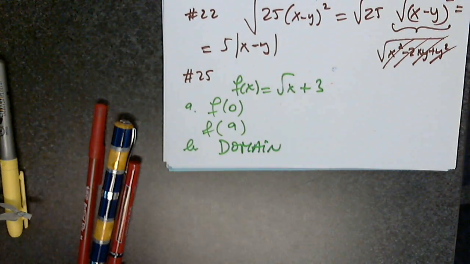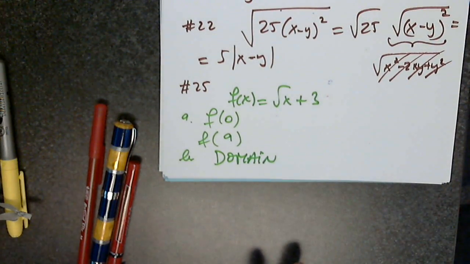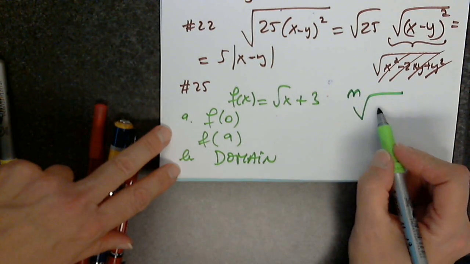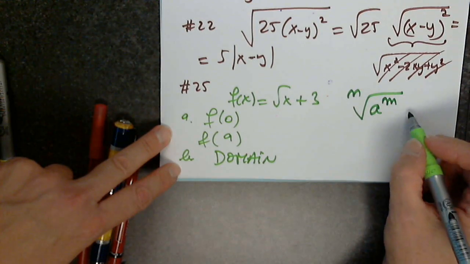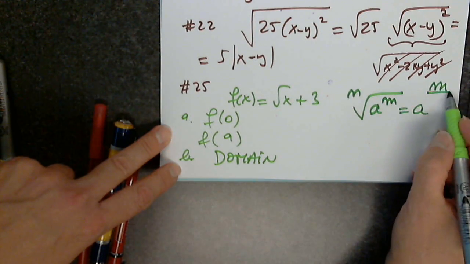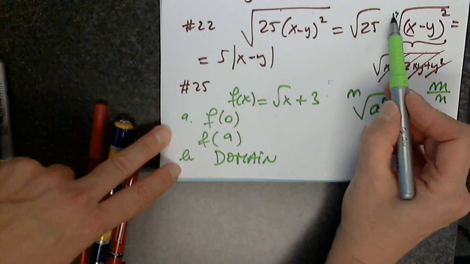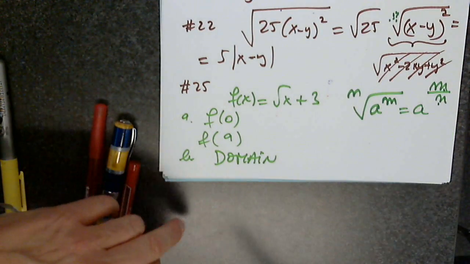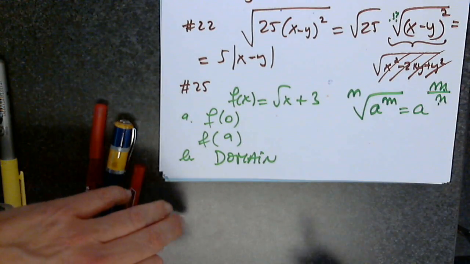On number 22, the square root and the power connection line up, because of the rule that the nth root of a to the mth power is a to the m over n. The root index is not written, and it's 2, so it would be 2 over 2. Just wanted to make sure.